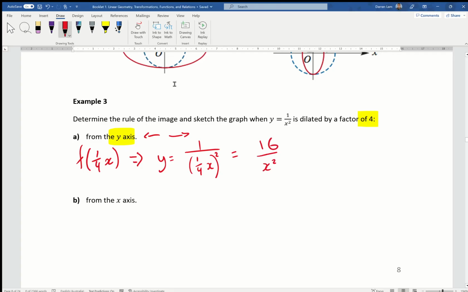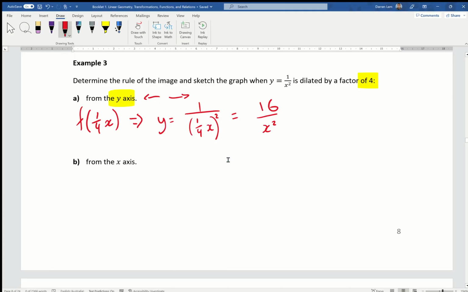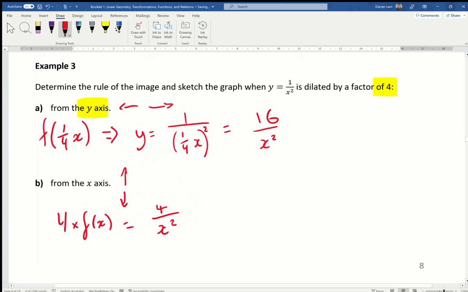Great. Let's move on to the next one. It says from the x-axis, which means we're stretching this way. We're dilating that way along the y-axis, which means we just multiply the function. 4 times f of x, which equals 4 over x squared. Any questions?